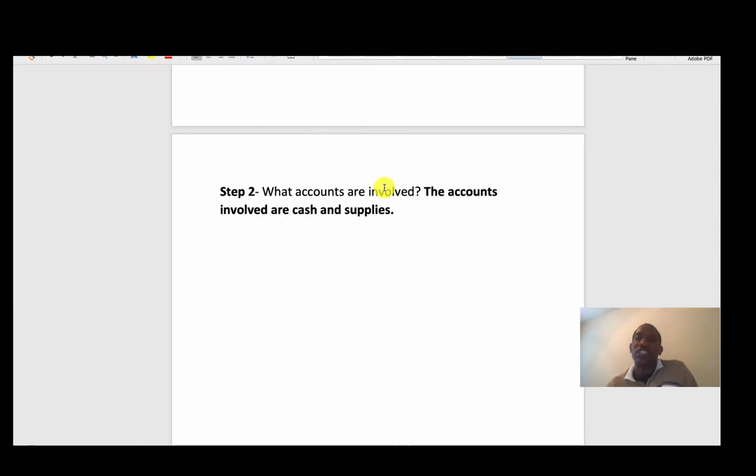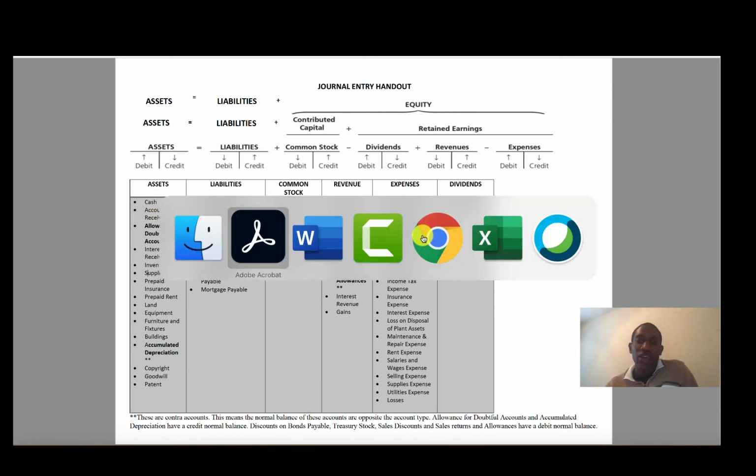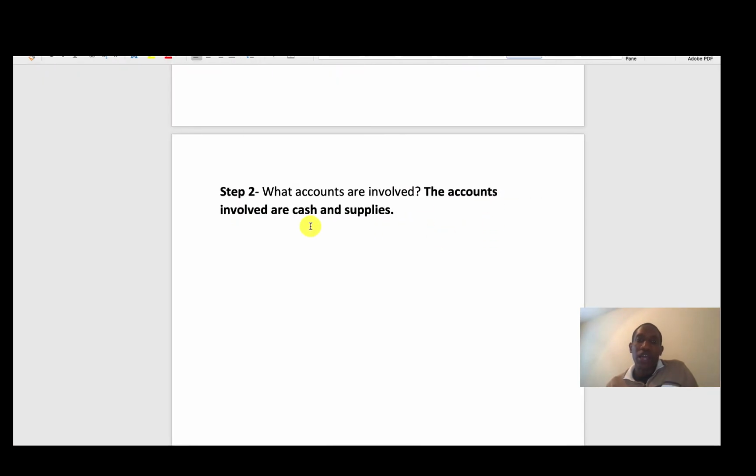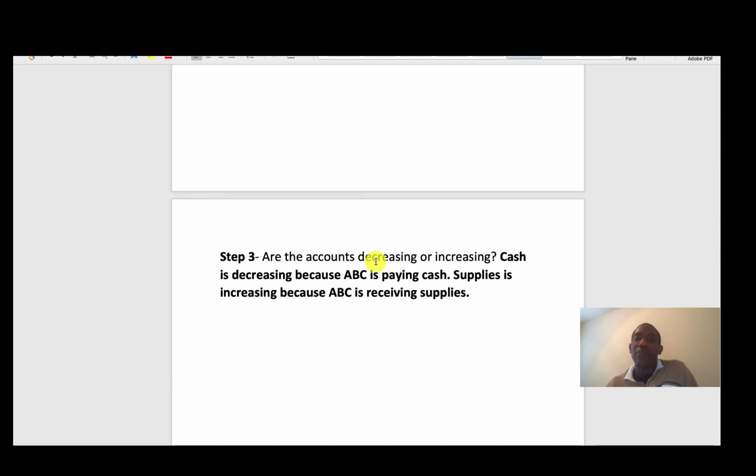Now, if you don't know, you can look through this and figure it out. But in this case, the transaction, well, we got supplies. There is an account down here called supplies. Right, here it is. And then there's an account up here called cash. So the accounts involved are going to be supplies and cash. And so now here is the key. What's happening to the accounts? Are the accounts increasing or decreasing?